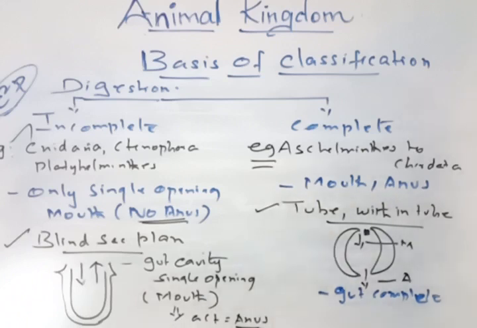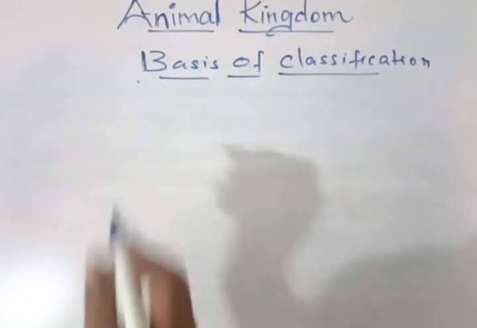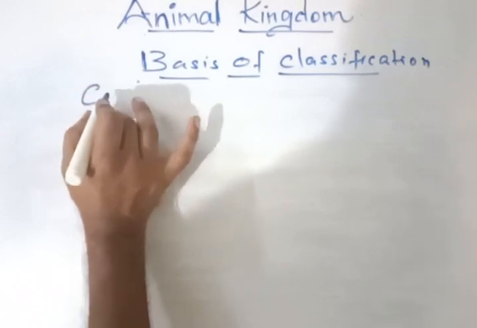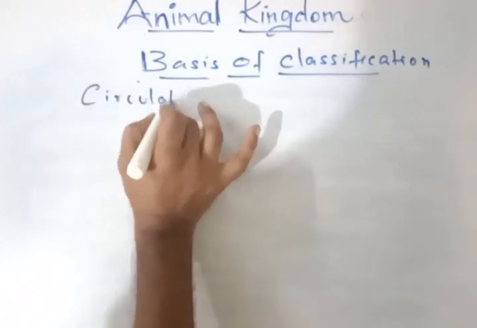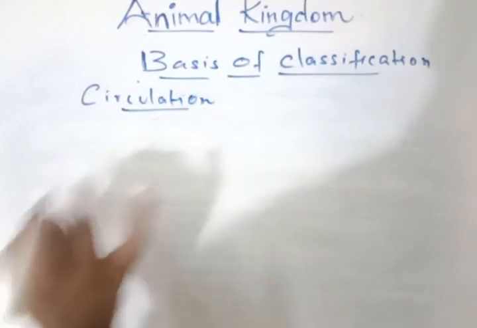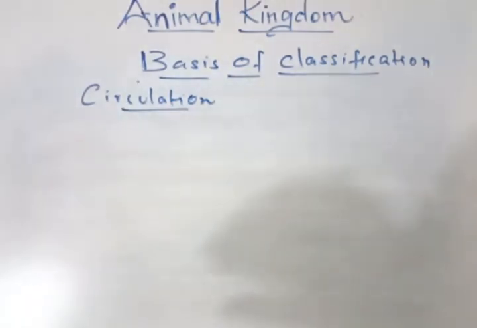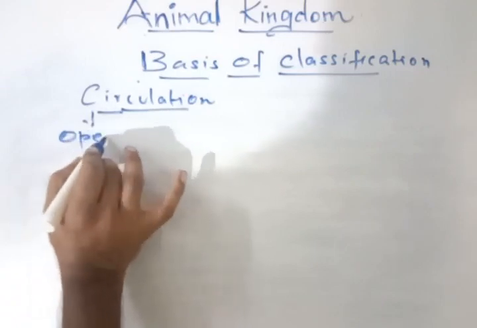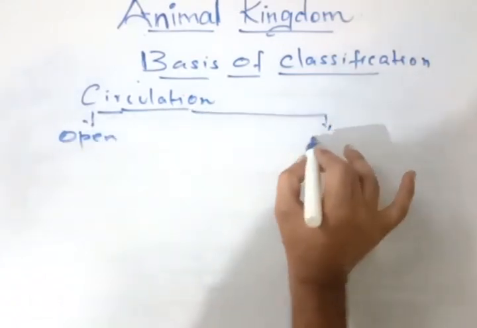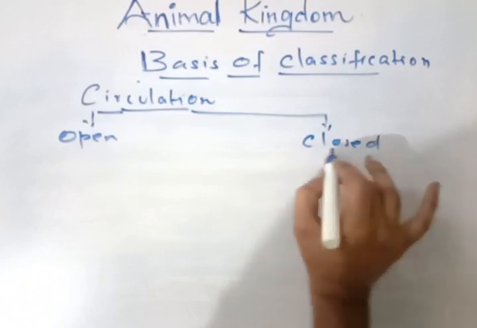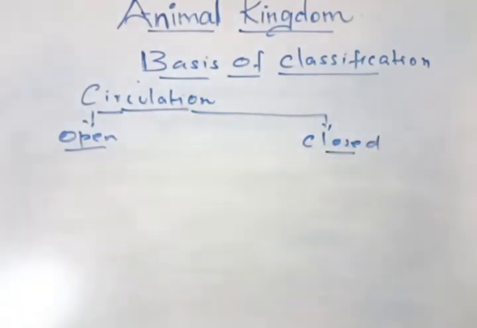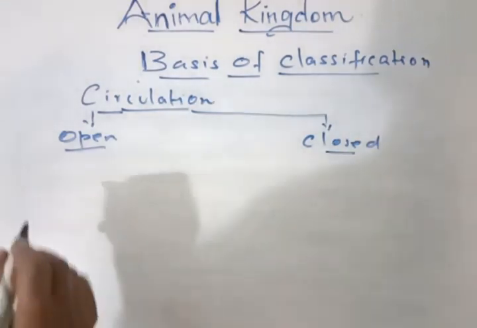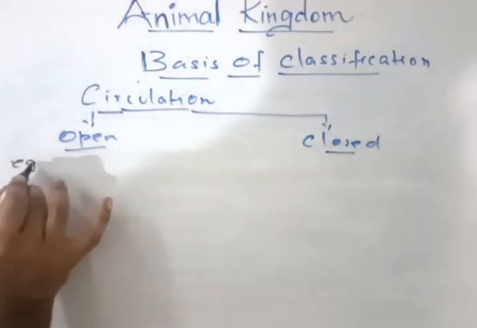One more topic we will discuss along with it, that is circulation, and with that we will complete today. The second one we will talk about is circulation. As with digestion, we have two types of circulation. Number one is the open type of circulation and the second one is the closed type of circulation. Okay, open and closed type of circulation. The examples will vary here.